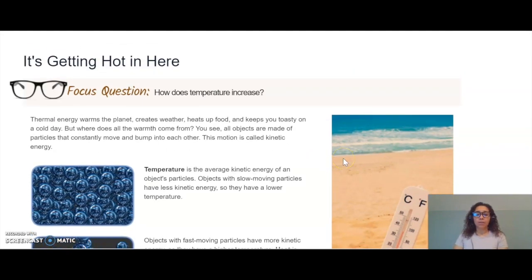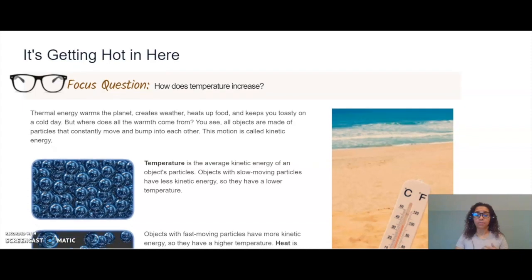Let's first look at temperature. Temperature is the average kinetic energy of an object's particles. If you remember from our force and energy unit, kinetic energy is the energy of movement. So if an object's particles move more rapidly, they're going to have more kinetic energy and more temperature. If they move slower, they're going to have less kinetic energy and a lower temperature.